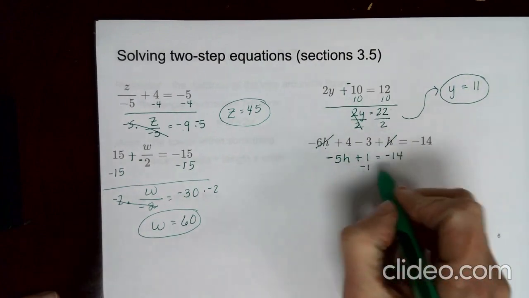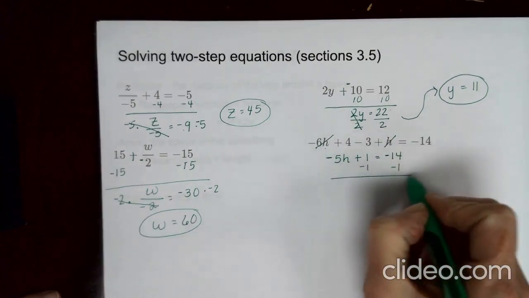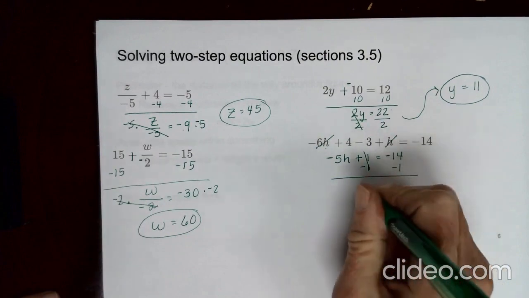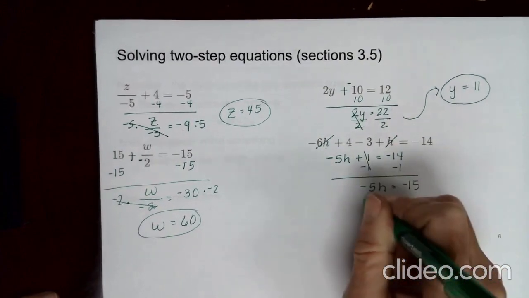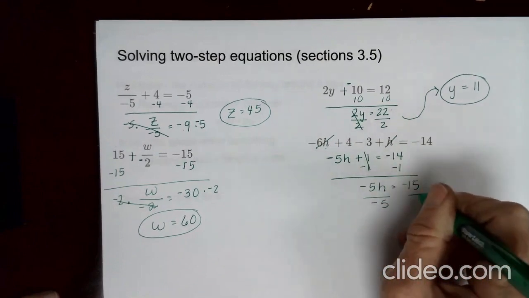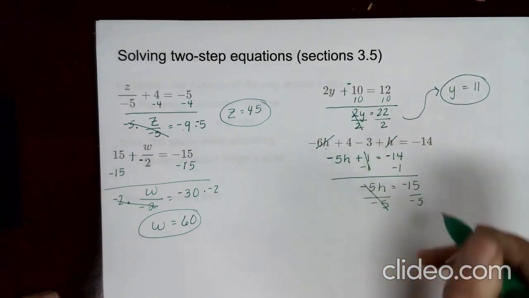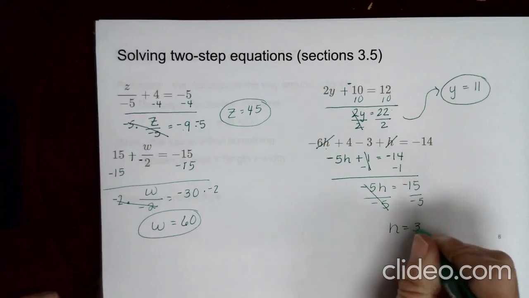I'm going to subtract 1, or add a negative 1, to both sides. And I get negative 5h equals negative 15. I'm going to divide by negative 5. I get h is equal to positive 3.